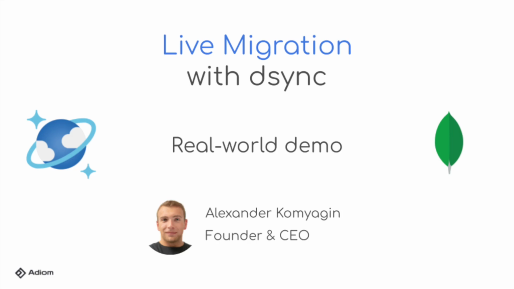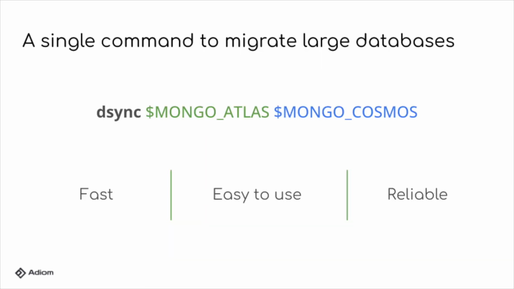I'm a founder and CEO of Adiom, where our mission is to make enterprise database migration and replication easy for developers and DevOps. In this video, we will do a live migration of a 50 GB database from a self-managed MongoDB version 7 hosted on GCP to the new Azure Cosmos DB vCore instance. We will use dsync for this migration. It's an open source tool that we at Adiom develop and support.